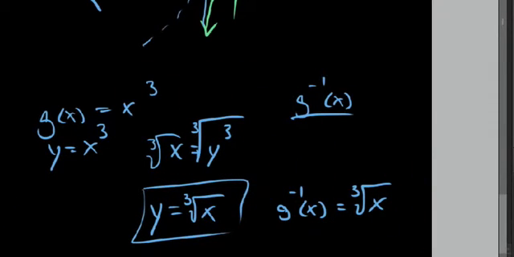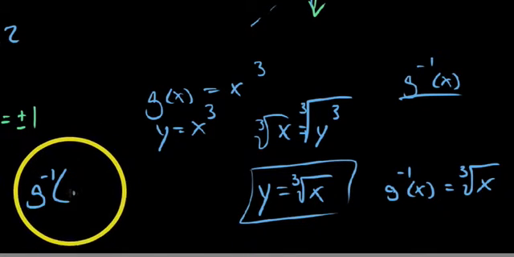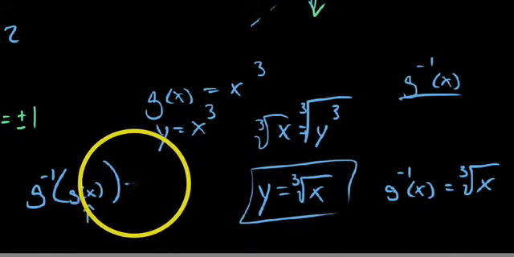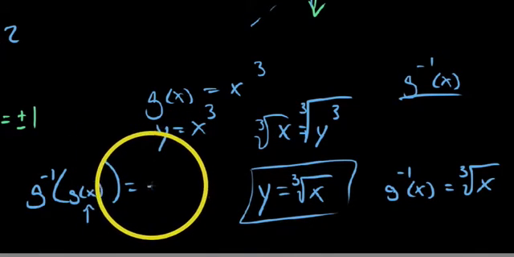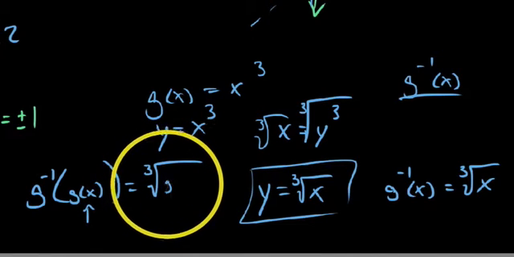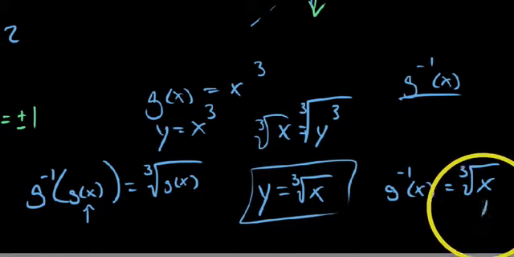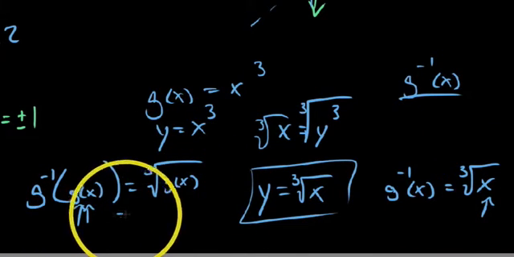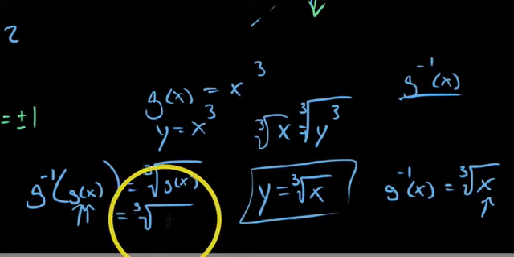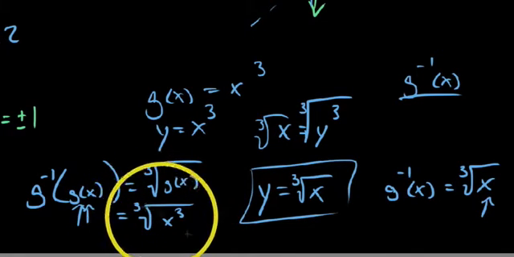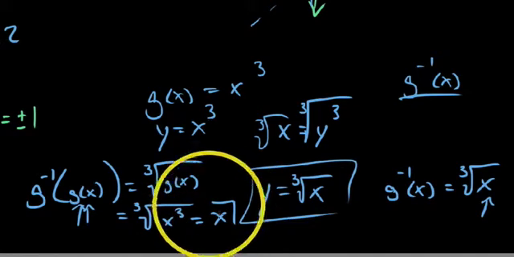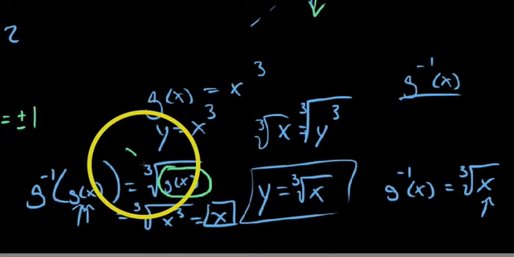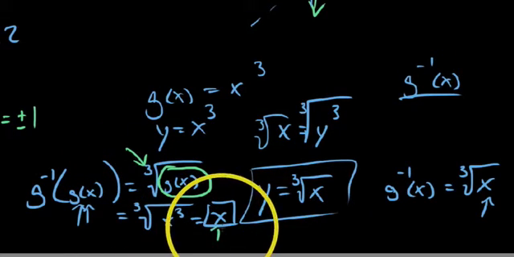So what if we found g inverse of g of x? In other words, we took the original output values, g of x values, and plugged them into g inverse. When we plug that in, we get the cube root of g of x, because we put g of x right where we see an x, and x was inside the cube root. We know g of x was x cubed, and of course, the cube root of x cubed is just x. In other words, when we plugged the original output values into its inverse function, we get the original input values, the x values.